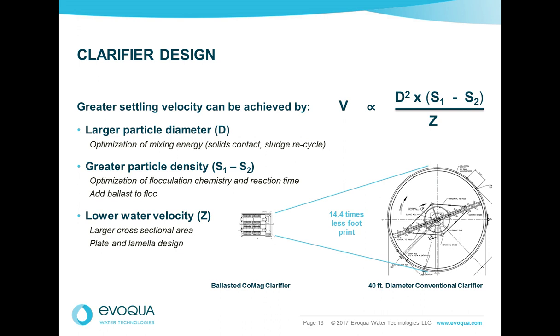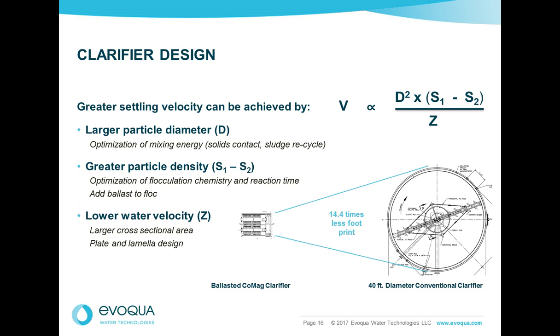Secondly, it tells us that we can increase settling by increasing particle density. One example of how we can accomplish this is by ballasting the flock. For example, Evoqua Comag and Biomag systems utilize magnetite powder for increasing settling velocity. The importance of density also highlights the need to optimize coagulation and flocculation chemistry, and also to recognize the impact of water temperature on the settling process.